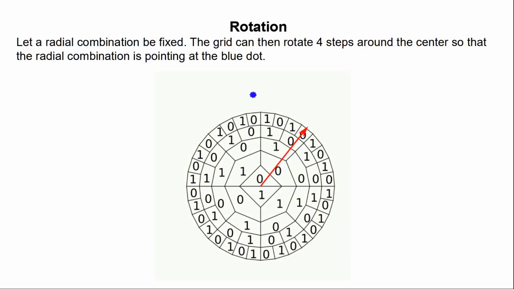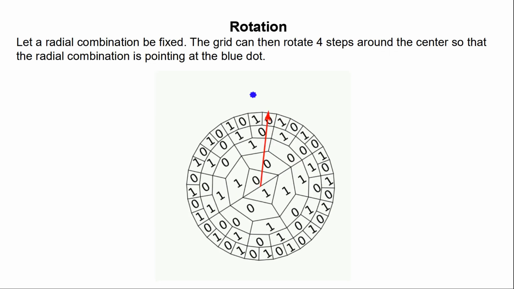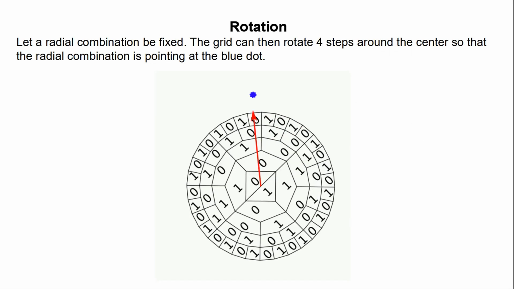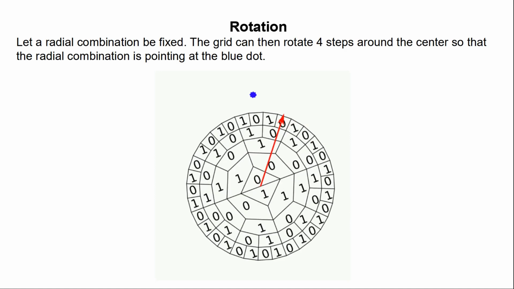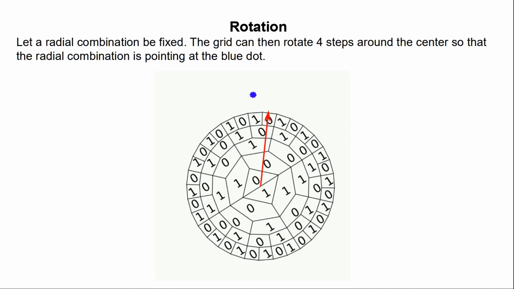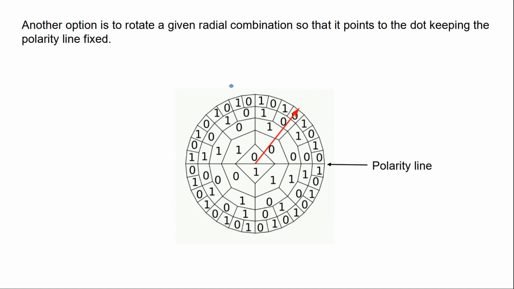Let a radial combination be fixed. The grid can then rotate 4 steps around the center so that the radial combination is pointing at the blue dot. Another option is to rotate a given radial combination so that it points to the dot, keeping the polarity line fixed.